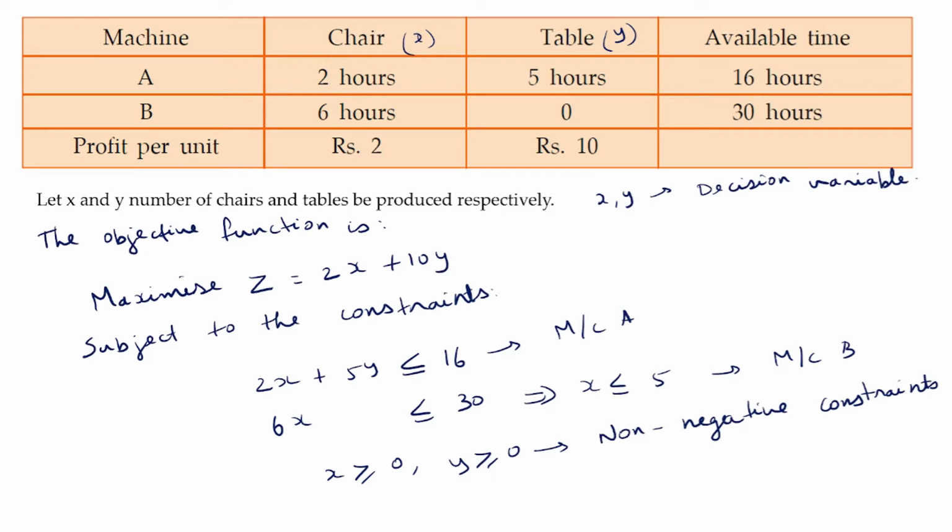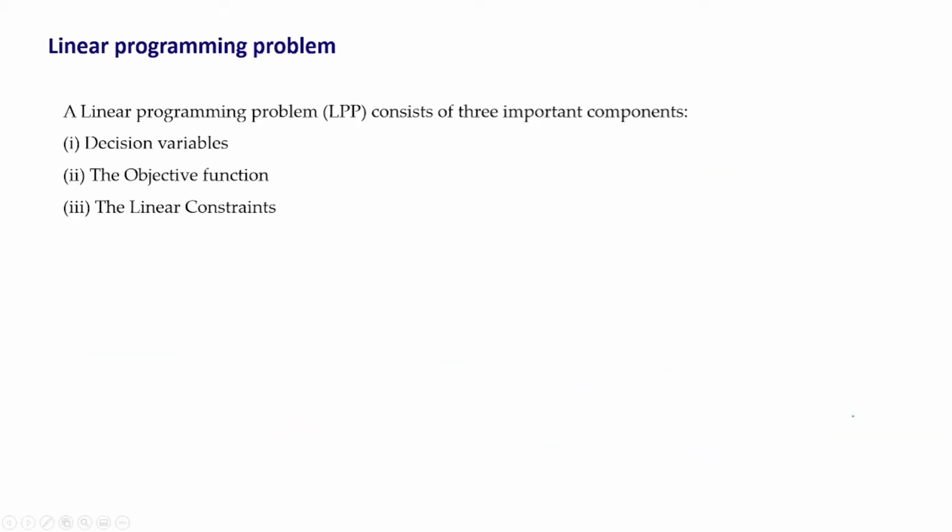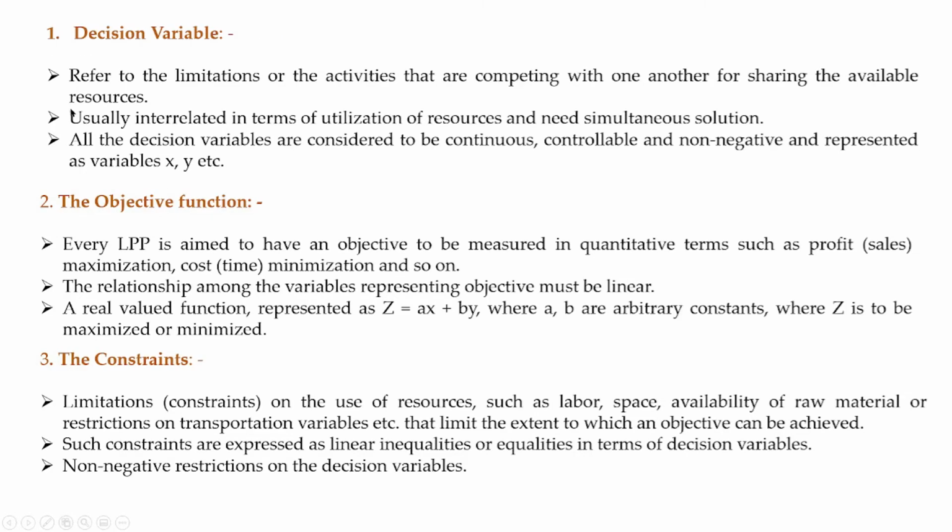So, the things which I have seen here are: one is the decision variable, then the objective function, the constraints and the non-negative constraints. So, the three important things as far as a linear programming problem is concerned are decision variables, objective function and the linear constraints. Now, we have seen an example and understood these terms. Now, we will see the meaning in detail.